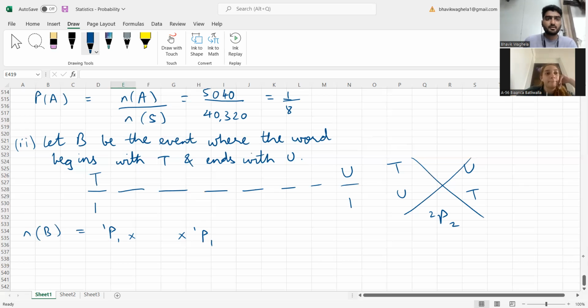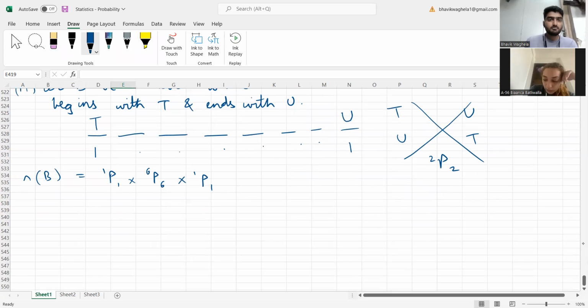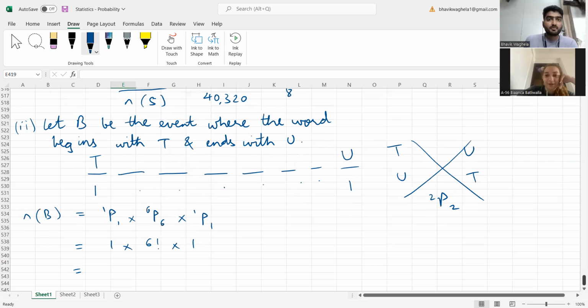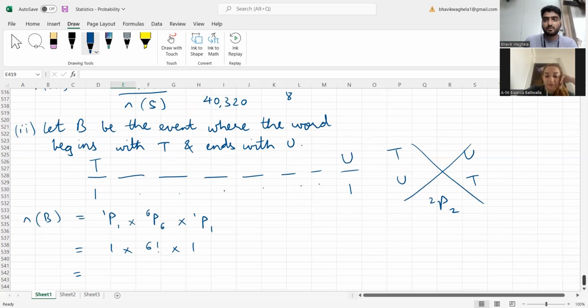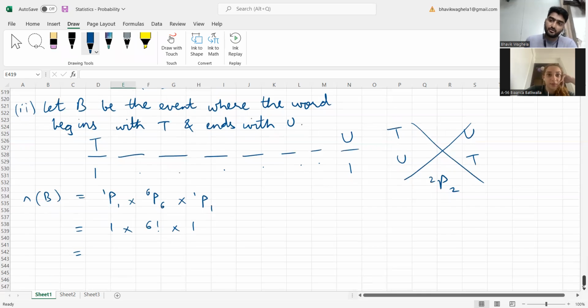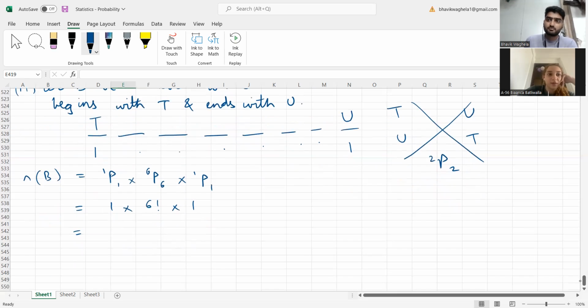Now how many positions are remaining? 1, 2, 3, 4, 5, 6. Now you have to arrange these 6 letters in 6 ways. So 6P6. Very good. Correct? So it would be 1 into 6 factorial into 1. Now don't do it again. You already have this answer, 7 factorial. What is 7 factorial? 5040. How will you arrive at 6 factorial? Divided by 7. Very good. 720.